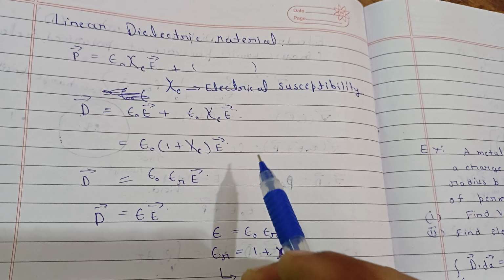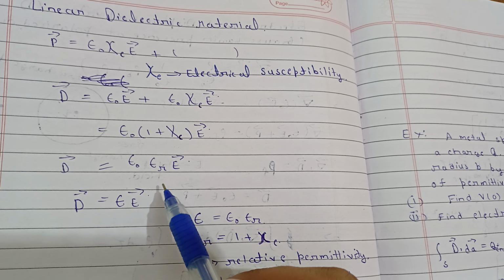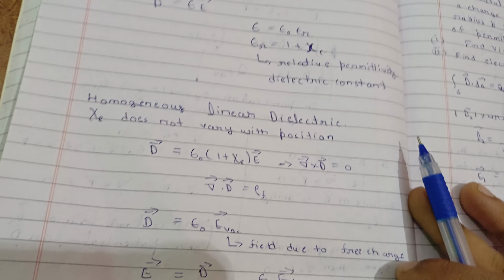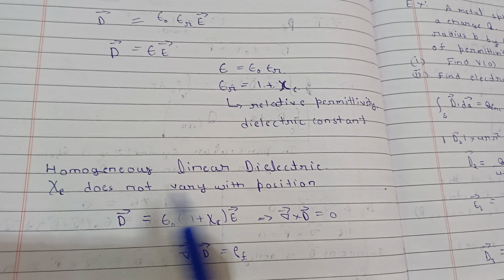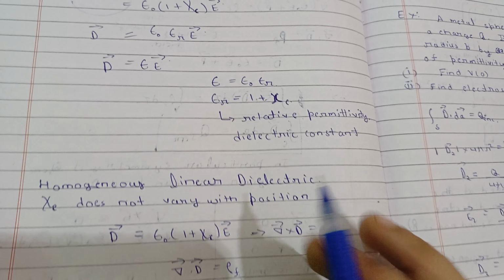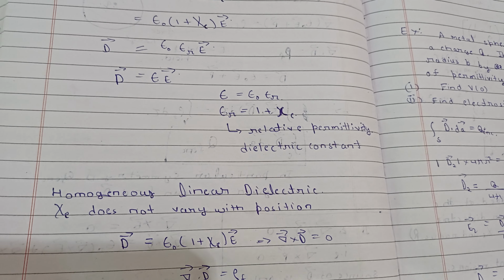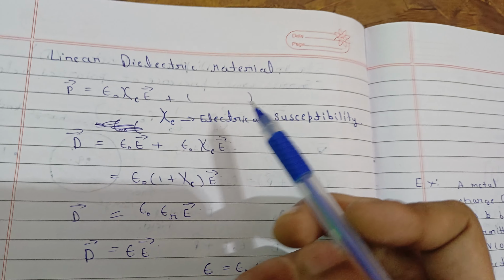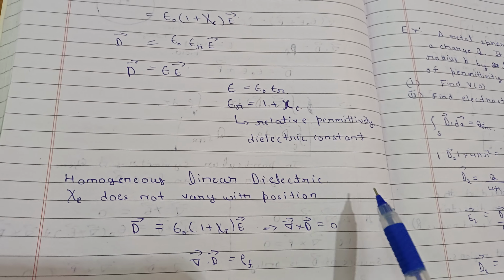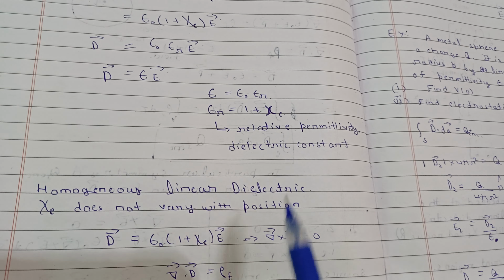So let's see what the use of this is. Now see, the displacement vector D is equal to epsilon E. So let's see how we can use this equation. Now there are homogeneous linear dielectrics. What are homogeneous linear dielectrics? These are those where P depends on E only, and the susceptibility chi e does not vary with position. That means you have a dielectric material in which the polarization depends on the first power of E, that is linear, and this chi e does not vary with position, it remains constant throughout the surface or the volume. Then we call it a homogeneous linear dielectric.